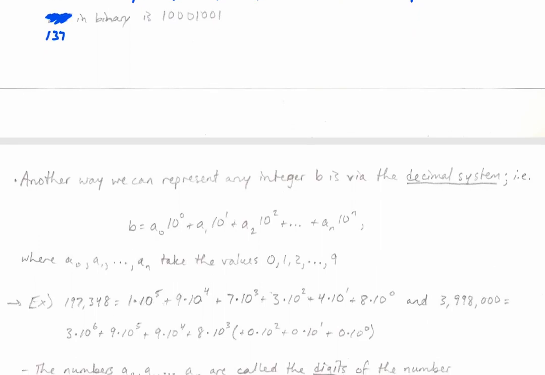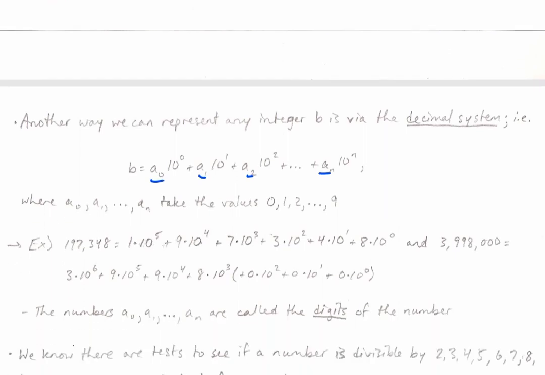But the other way that we can represent any integer is via the decimal system, or linear combinations of powers of 10. So any positive whole number can be written as a sub 0 times 10 to the 0, plus a sub 1 times 10 to the 1, plus a sub 2 times 10 squared, plus a sub n times 10 to the n, where each of these a's are 0, 1, 2, 3, 4, 5, 6, 7, 8, or 9. Those coefficients are called the digits of that number. That's nothing new. We're just looking at this in a slightly different context.